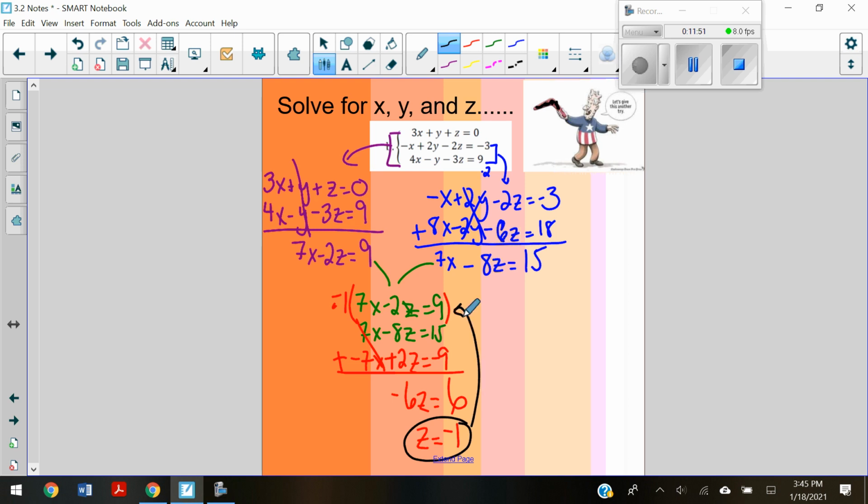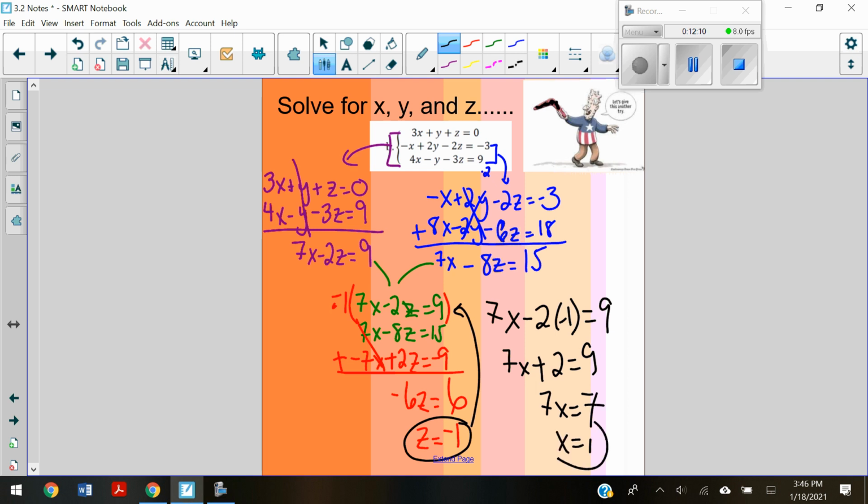Okay, 7x minus 2 times negative 1 equals 9. So 7x plus 2 equals 9. So I'm going to subtract 2 from both sides, and I get 7x equals 7. So x equals 1.